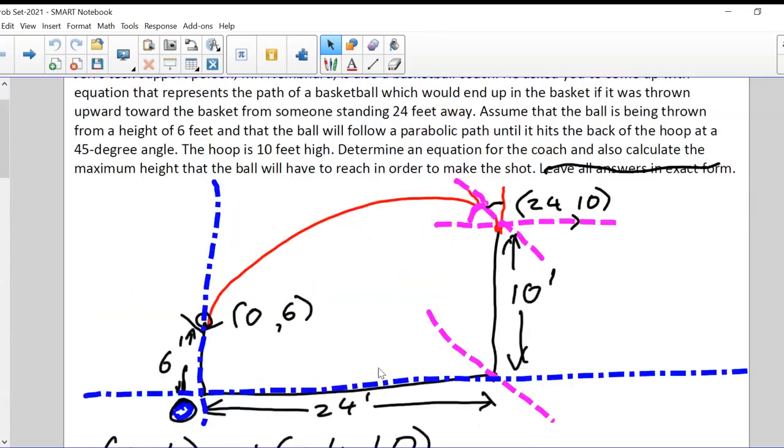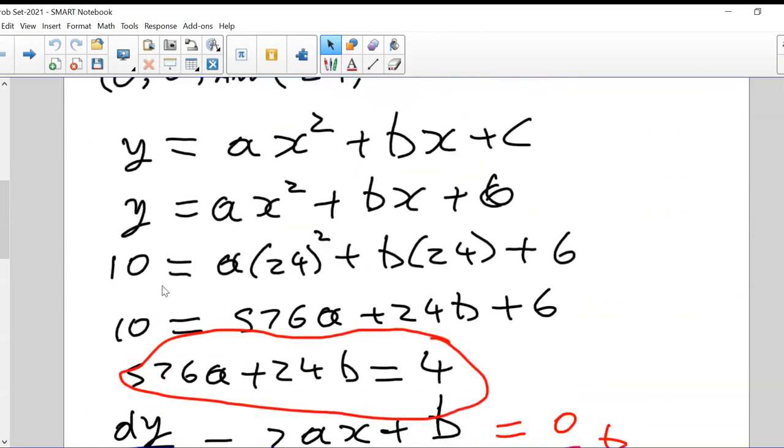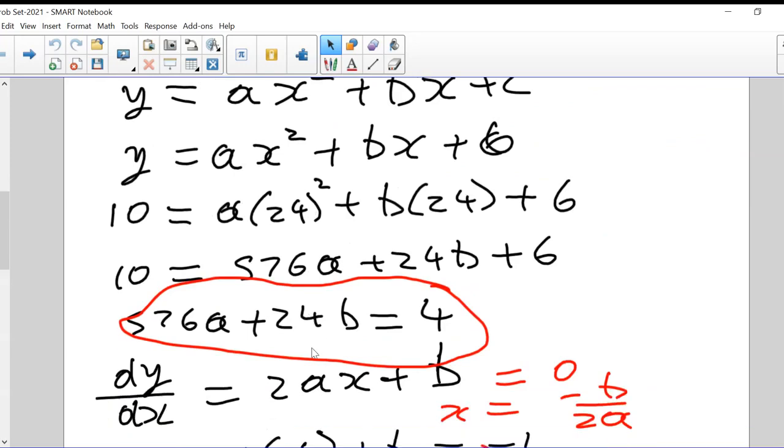But we have a second point, and that second point is (24, 10). So when we plug in 24 as our x, we set it equal to 10, and that gives us this equation. 24 squared is 576, so 576a plus 24b plus 6 is equal to 10. So you put 24 in, you get that 10. I simply tidied that up a little bit, which is what this red circle is, and said 576a plus 24b is equal to 10 minus 6, which is 4.